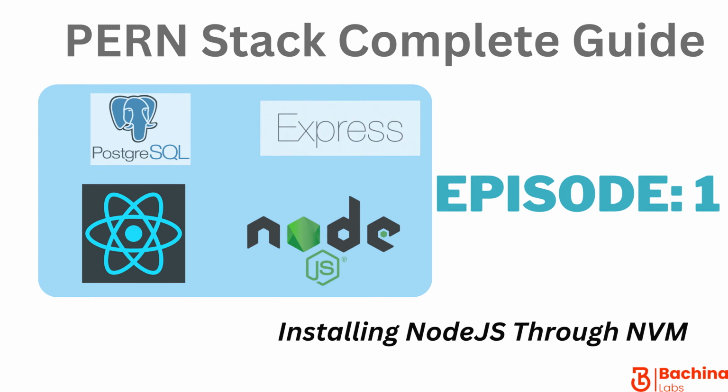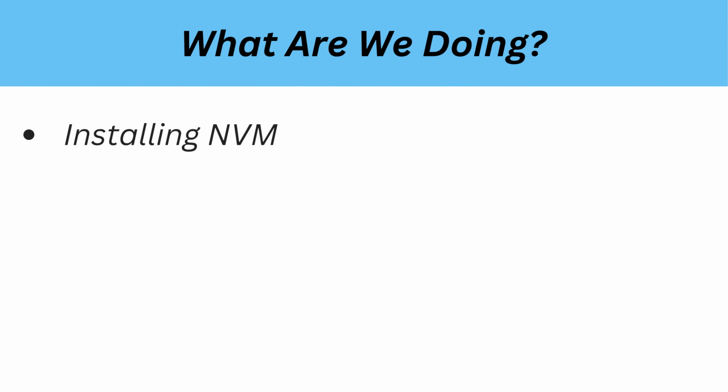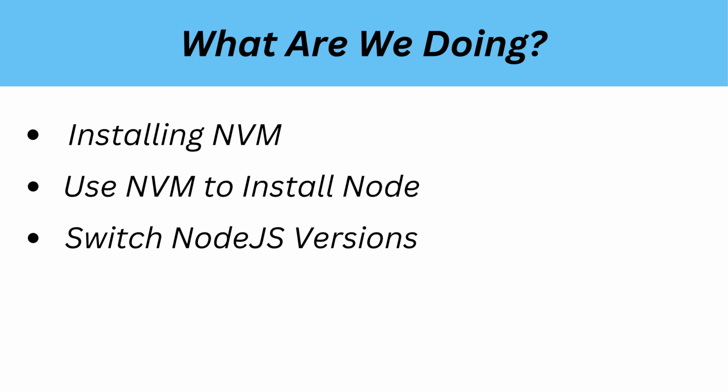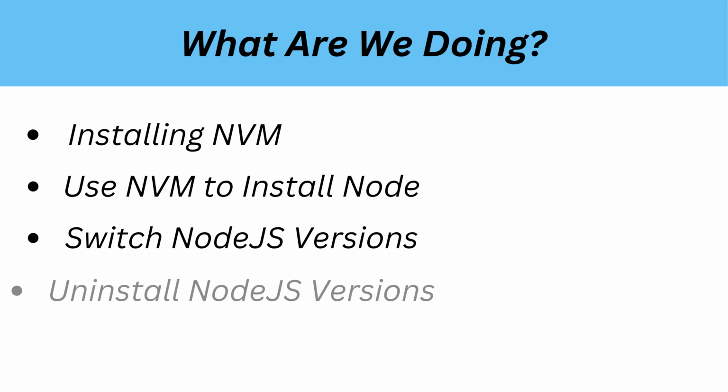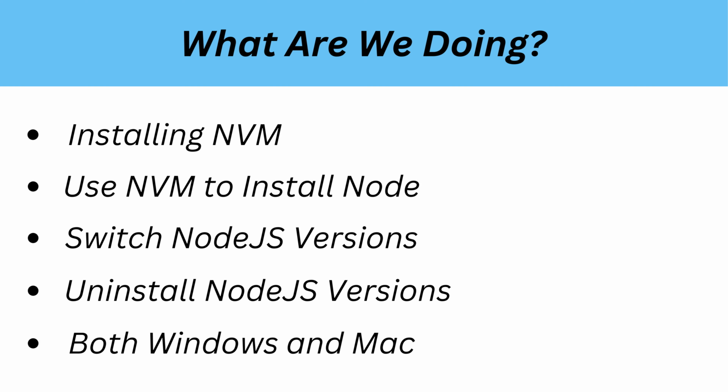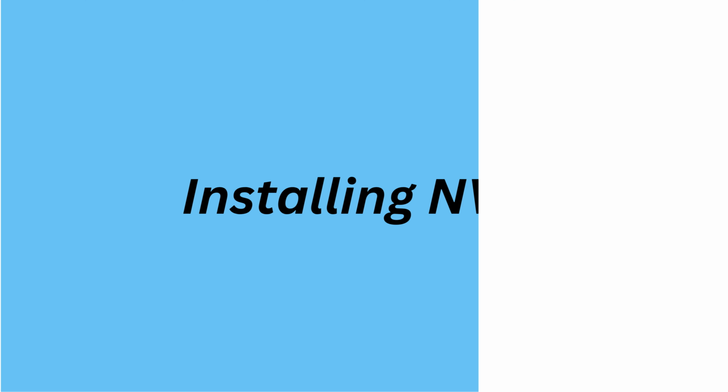So in this episode, we are going to install Node.js through NVM. When we install Node through NVM, we have so many advantages: you can install any specific version, you can switch Node.js versions, and also you can uninstall any specific version that you don't want. And we are going to do this on both Mac and Windows.